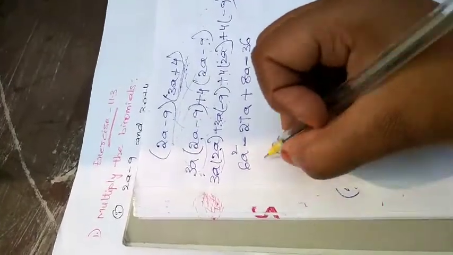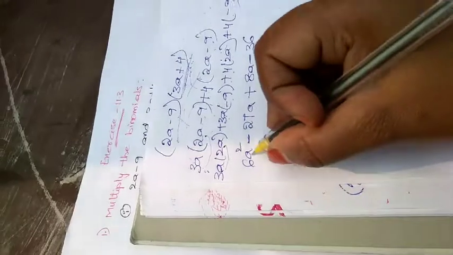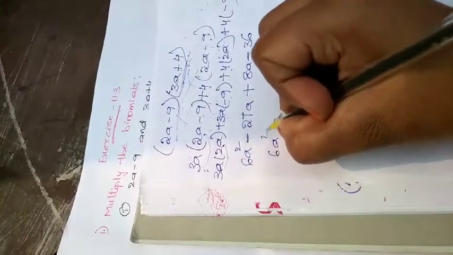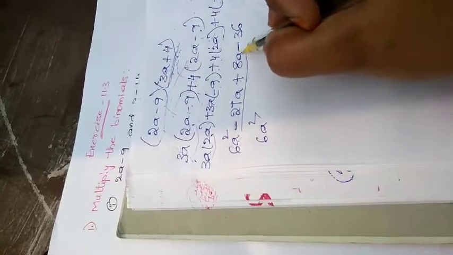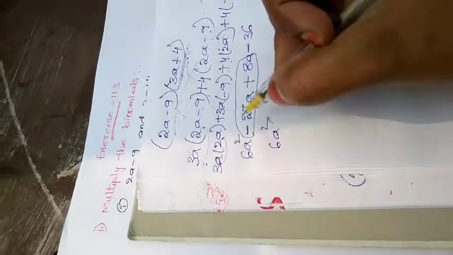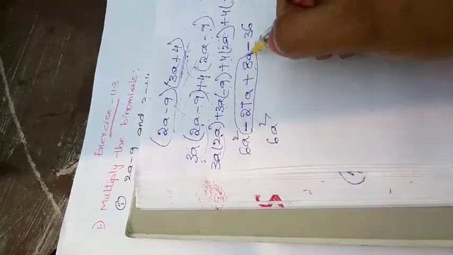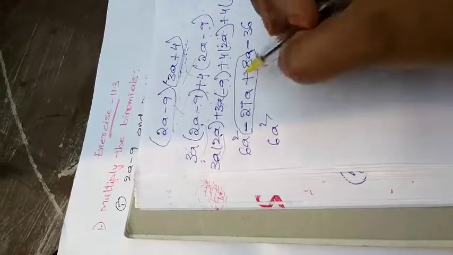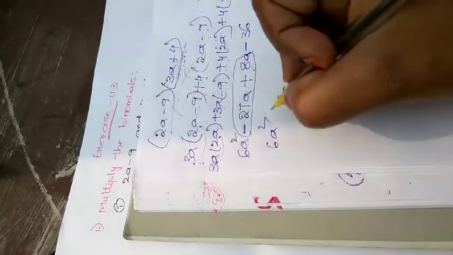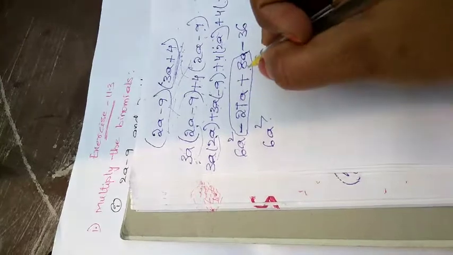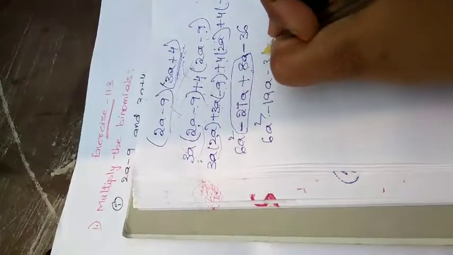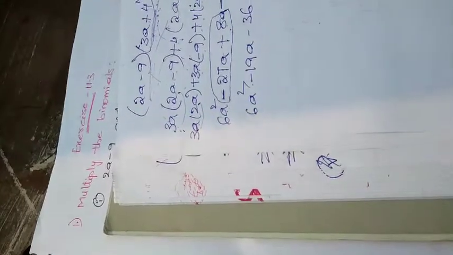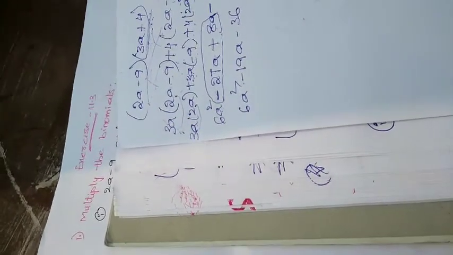So here I will write according to the degree. 6a square, only one term is there, I will write 6a square as it is. Now minus 27a plus 8a, we can simplify this. Both of them have different symbols, which means you should subtract. So 27 minus 8 is minus 19a, minus 36. They are unlike terms, so we cannot simplify. So this is your final answer.